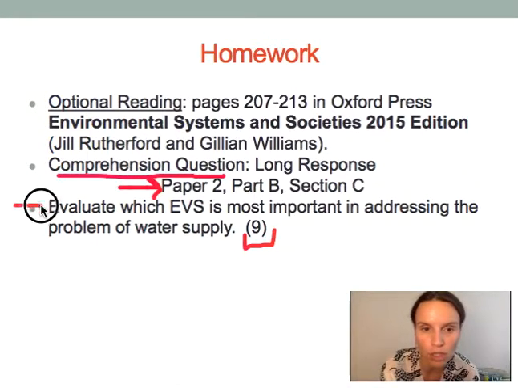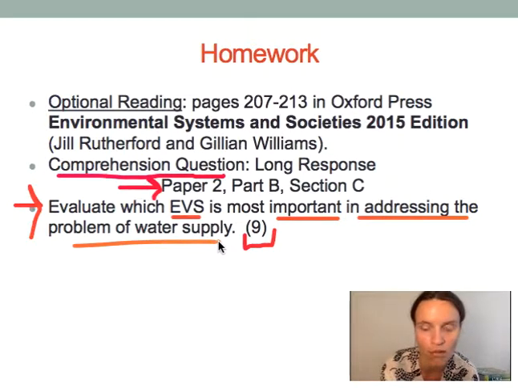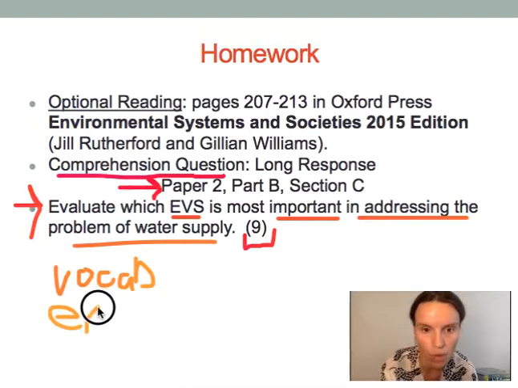And the prompt that you need to address is evaluate which environmental value system is most important in addressing the problem of water supply. So there are a lot of different directions you could take this writing. Remember to be using concise and succinct course vocabulary and providing specific examples of whatever element of this problem that you are talking about whenever possible.